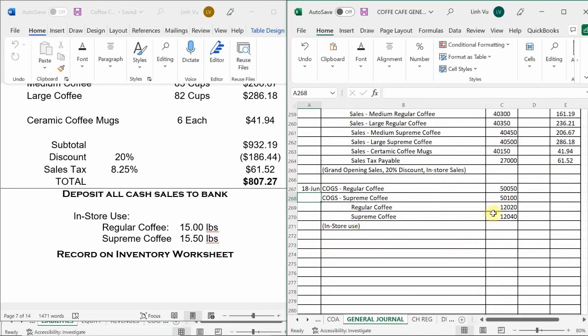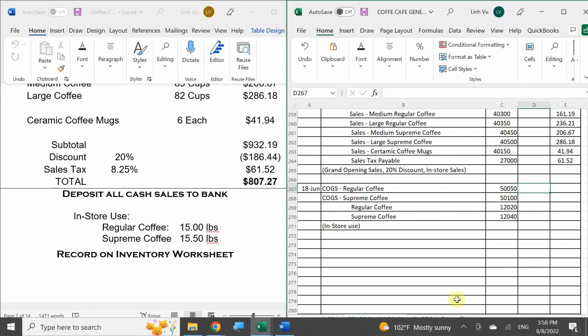Okay, for in-store sales, again, we can't calculate our cost of goods sold here. We need to go to our inventory worksheet. So we used 15 pounds of our regular coffee and 15.5 pounds of our Supreme coffee.